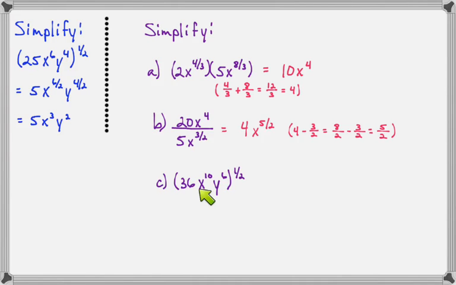Okay, now on the last one, we have to do the square root of everything in the parentheses. So the square root of 36 is 6. The square root of x to the 10th would be x to the 10 over 2, or x to the 5th. The square root of y to the 6th would be y to the 6 over 2, or in other words, y to the 3rd. So we end up with 6, x to the 5th, y to the 3rd.